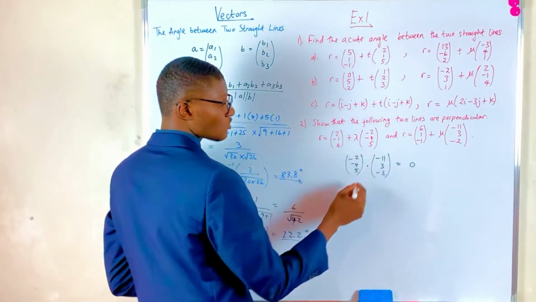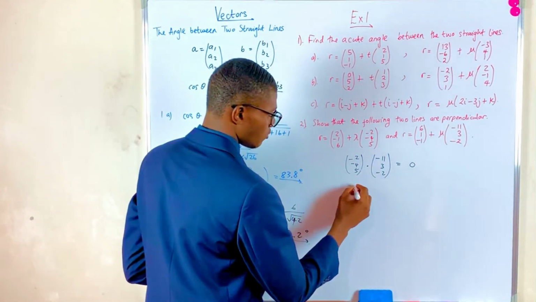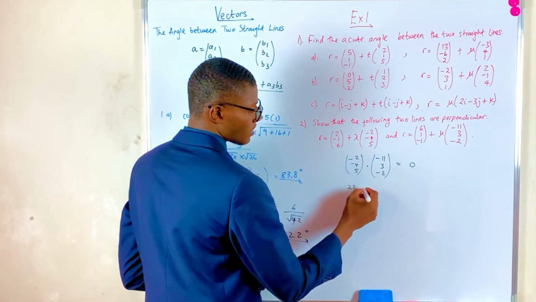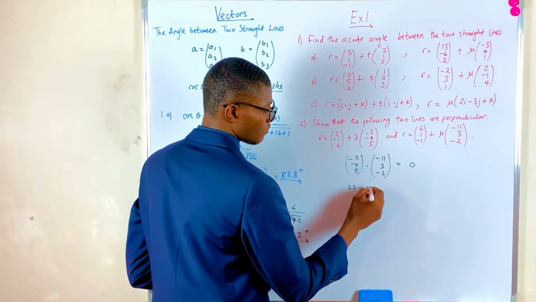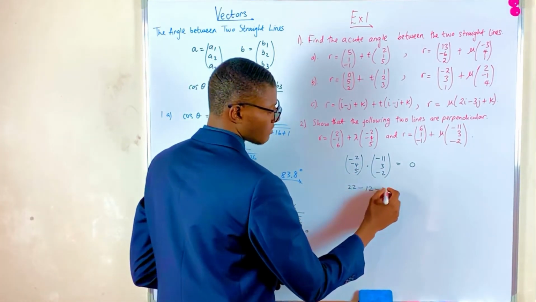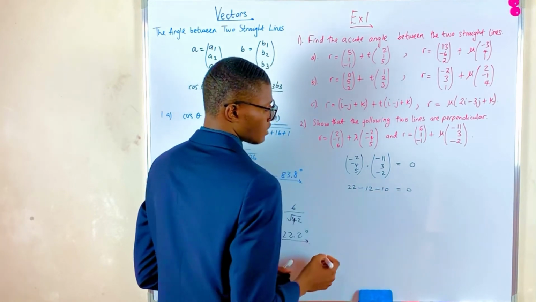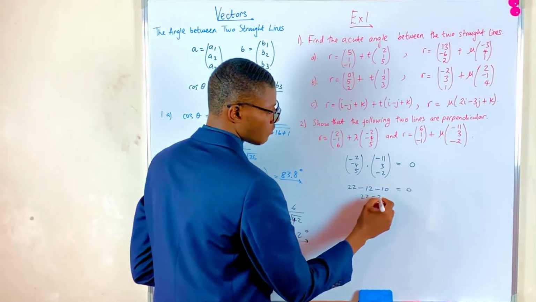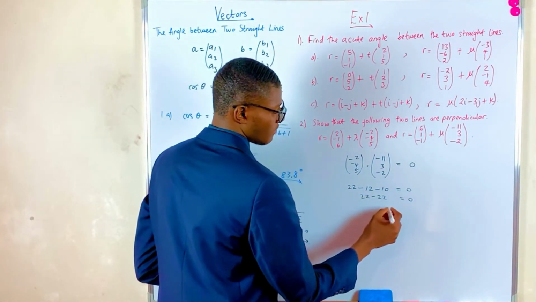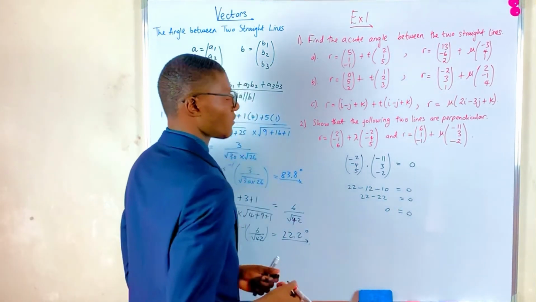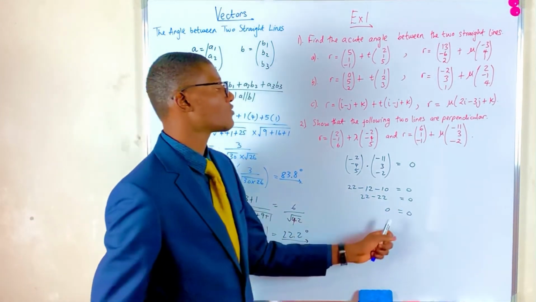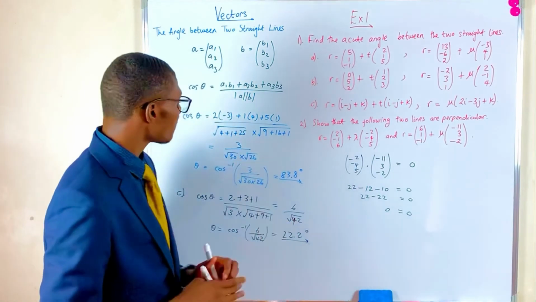So saying minus 2 times minus 11, that's 22, and then minus 4 times 3, that's minus 12, then 5 times minus 2, that's minus 10. This should give us 0. Then 22 minus 22 gives us 0, and 0 is equal to 0. So this proves that these 2 lines are perpendicular.